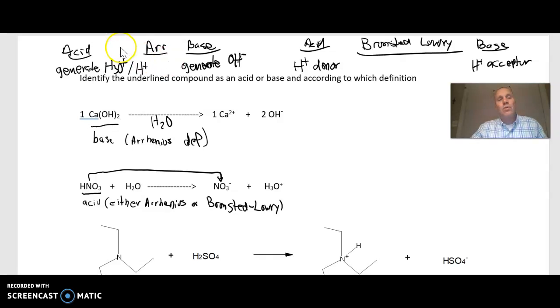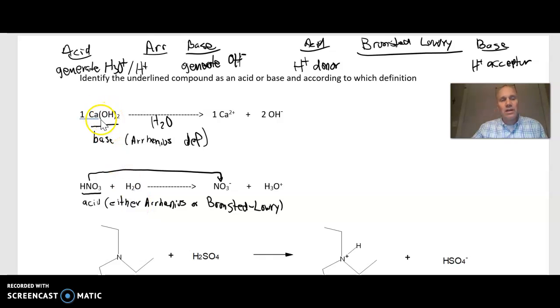According to the Arrhenius definition, acids are things that either generate H3O plus or H plus in water. Bases are things that generate OH minus when added to water. According to the Bronsted-Lowry definition, acids are H plus donors and bases are H plus acceptors. The thing is, in a lot of equations, something could be identified by either definition. So let's give some examples.